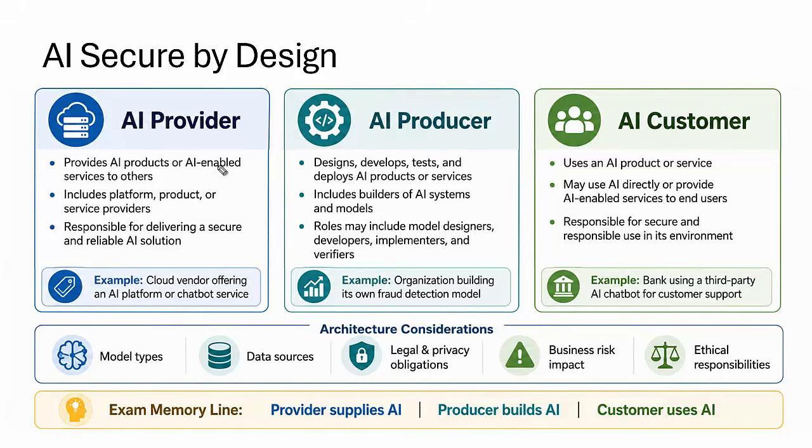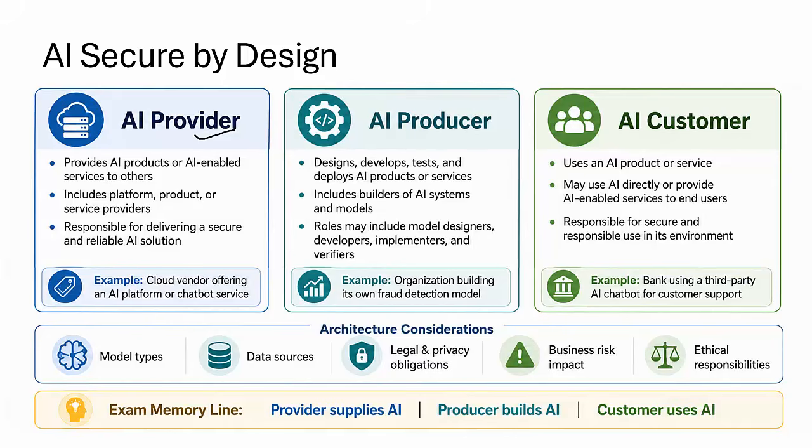So first is called an AI provider. An AI provider is an organization that provides AI products, platforms or services to others. For example, OpenAI, Microsoft, Google provide AI chatbots or AI platforms to customers. When it comes to security, the provider must ensure the AI platform is secure. The model's infrastructure must be protected, the service must be reliable, and the security documentation must be available. So if the question describes supplying an AI service or platform, the answer is AI provider.